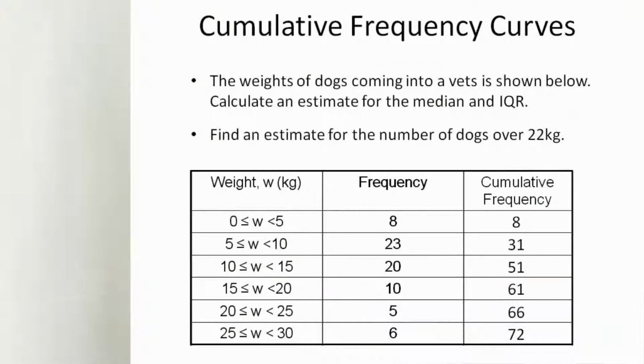Here is an example for you to try. Pause and have a go and see can you get a nice smooth cumulative frequency curve drawn. Once you have the graph drawn, I would like you to find the median and the interquartile range. An extension question for you will also be to find an estimate of the number of dogs that weigh over 22 kgs.